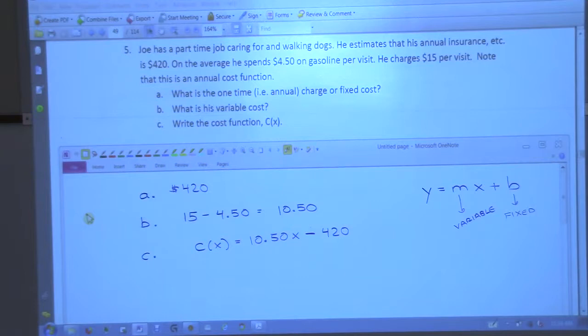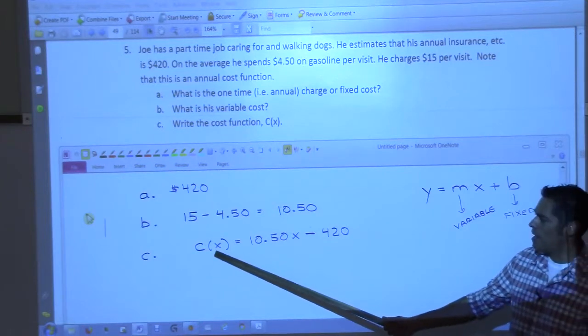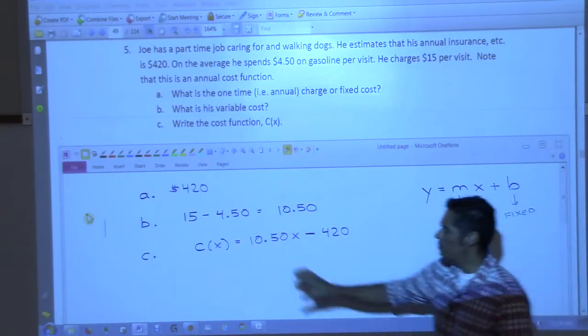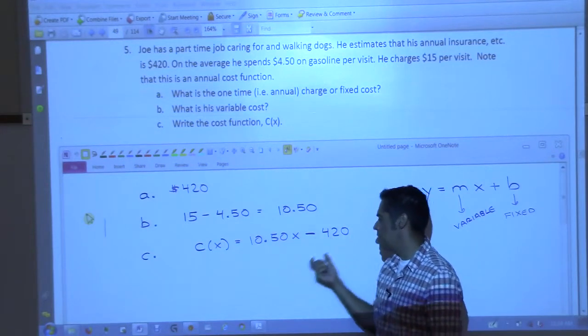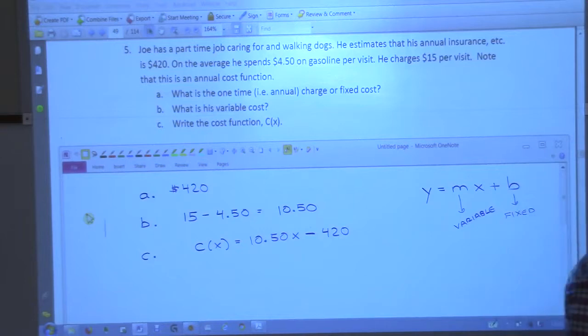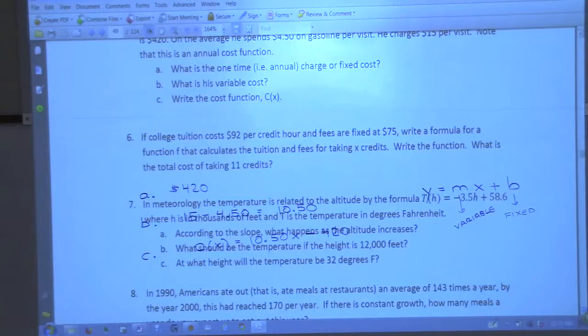How could you figure out what it would take to break even? Divide 420 by 10.50. You could replace that with 0, right? Because this is your cost. So you could replace that with 0 and solve for x. That means basically move this over, divide 420 by 10.50, and that would be how many jobs you need. They don't ask that, but that's what you would do. Okay. Let's move on. I think that was the only thing they asked on that one.